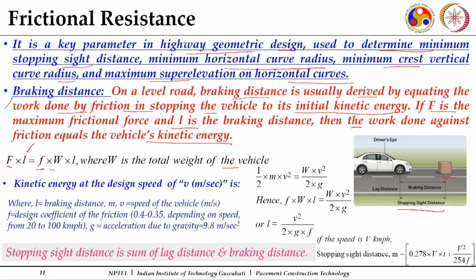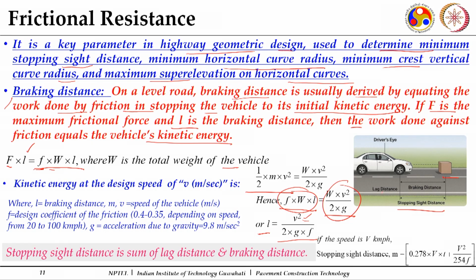Now, what we are going to equate here: we have the kinetic energy, half m v square, so it is W by g times v square by 2. We equate it with the work done by the frictional force. So, kinetic energy is equated to the frictional force into the length, f W L. When they are equated, we get the braking distance as v square upon 2 g f, where v is in meters per second. On the basis of this expression, we can work out for various design speeds how much length is required for a safe stopping of the vehicle.